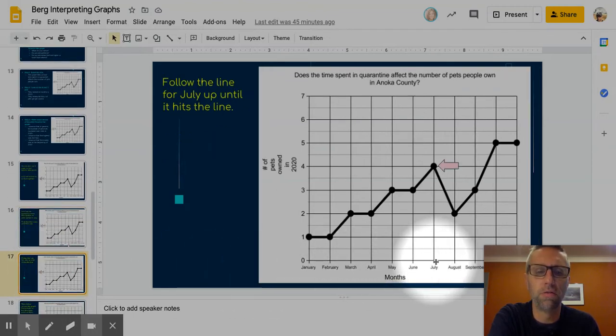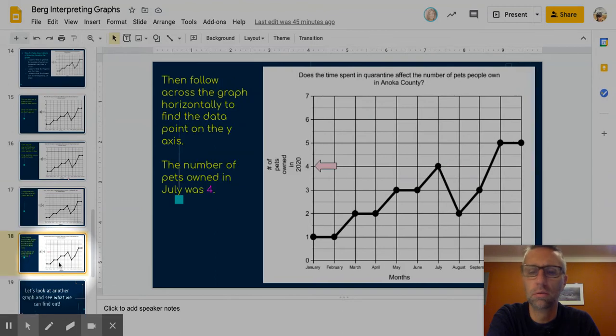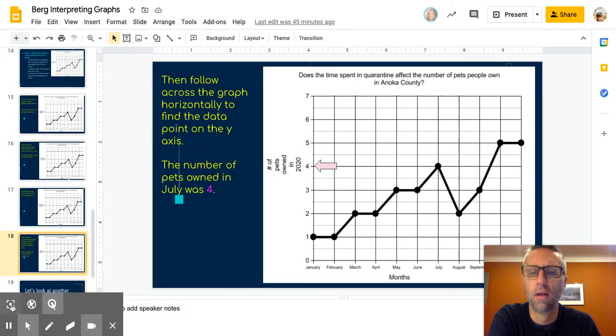The next thing is to follow the line up until it hits our line that we've found in our graph. So I'm up here and I find this point. And once I've found this point, I'm going to go horizontally across. And I'm going to look for my data on the y-axis because that's my dependent variable. And it turns out that the number of pets that were owned in July is 4.